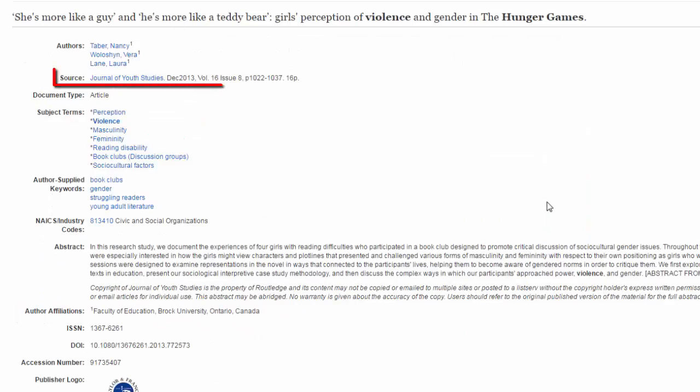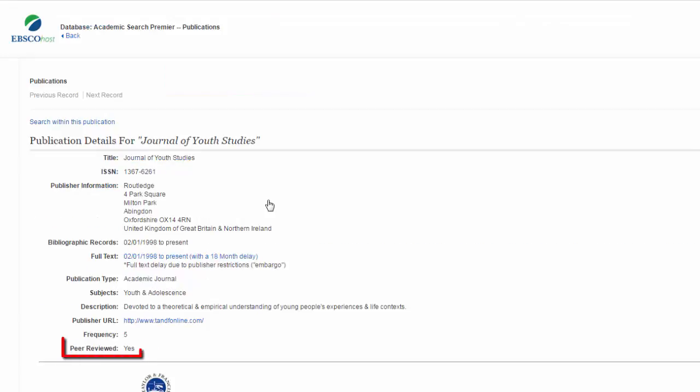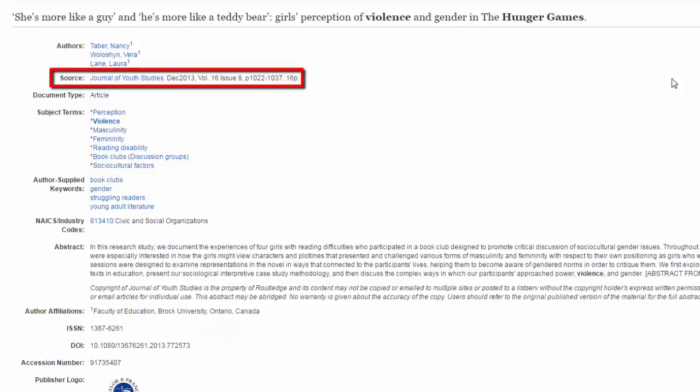Next, we want to look at the source. Our source here is a journal, and if we click into it, we can see that it's a peer-reviewed publication, which means other experts in the field have reviewed the articles for accuracy and reliability. This doesn't mean the articles are perfect, and you'll still need to critically evaluate peer-reviewed sources. It's good to note this if your assignment requires you to use peer-reviewed materials.